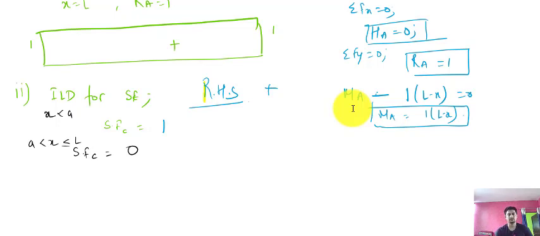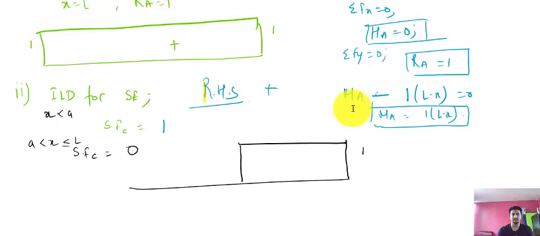Now for drawing the shear force diagram, simply draw the span. For the condition when x equals 0, the shear force will be 1, because the first equation is valid for that, as x is less than a. So the shear force is 1. Now when x equals a, at that point also the shear force is 1, and the shear force diagram will be like this.